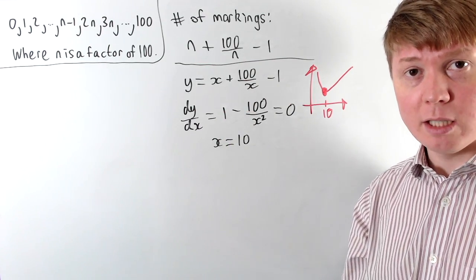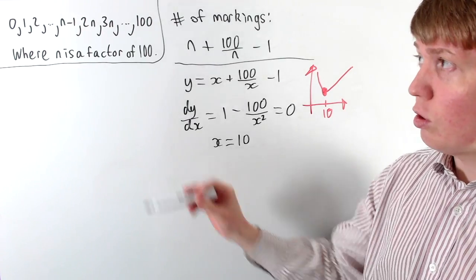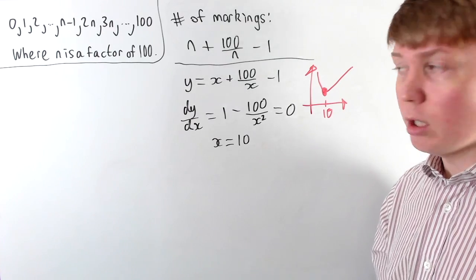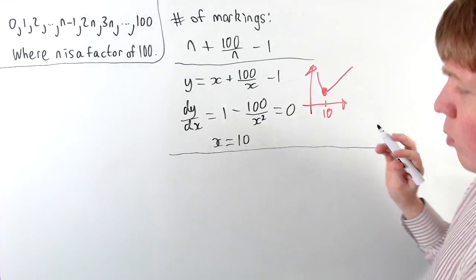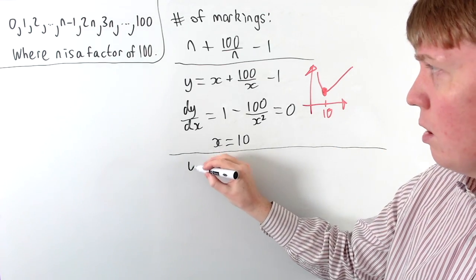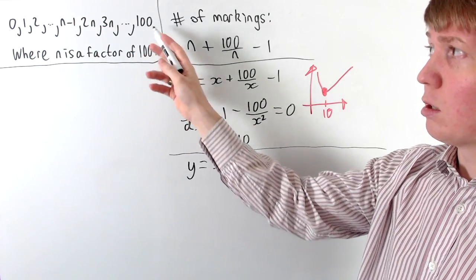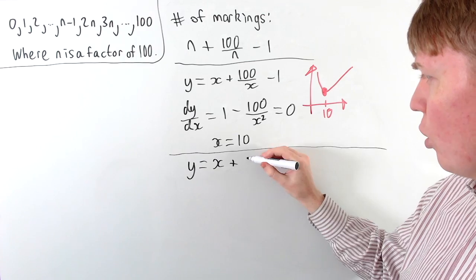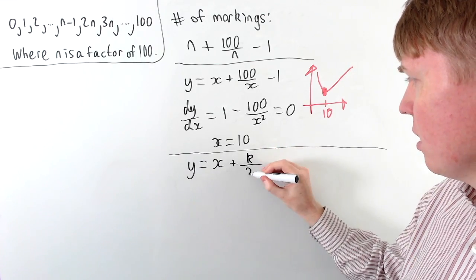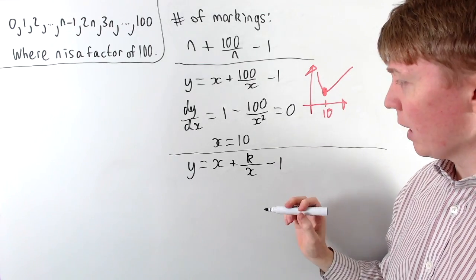So to give us a rough idea then of why 10 seems to be our best possible number to choose for this example going up to 100, it can essentially be done using calculus like this. And we can extend this argument further. Let's say that we're going to have k total markings needed. So replace our 100 by just some integer k. Then we're looking at y equals x plus k over x minus 1, just replacing our 100 by k.